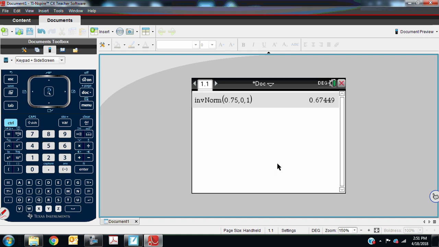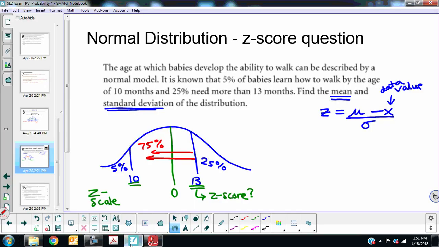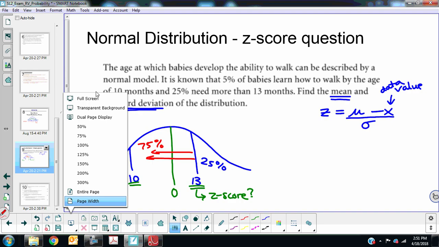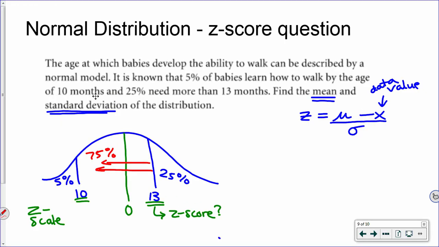And so now I know that that 13 corresponds with a z-score of 0.67449. We want to not round that value. That's just something I need along the way to the answer. So if I was to record that here, 0.67449, let's go back to being green. That's what I have my z-scores as, 0.67449. So now I know that this 13 months is somewhere between the mean and the first standard deviation, because the first standard deviation would have a z-score of 1. So now I know that 13 corresponds with a z-score of 0.67449.